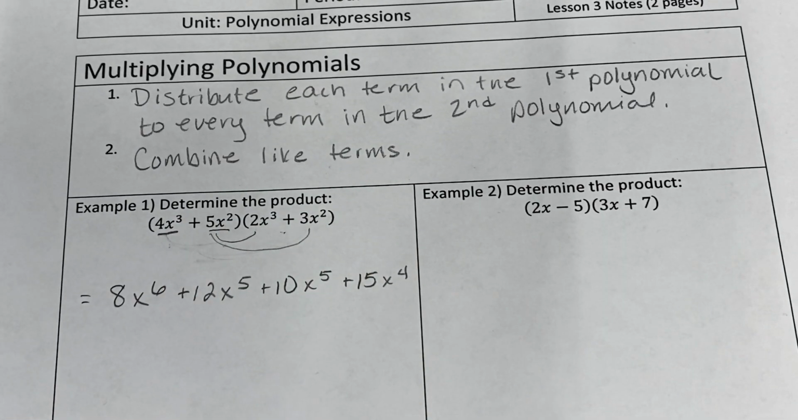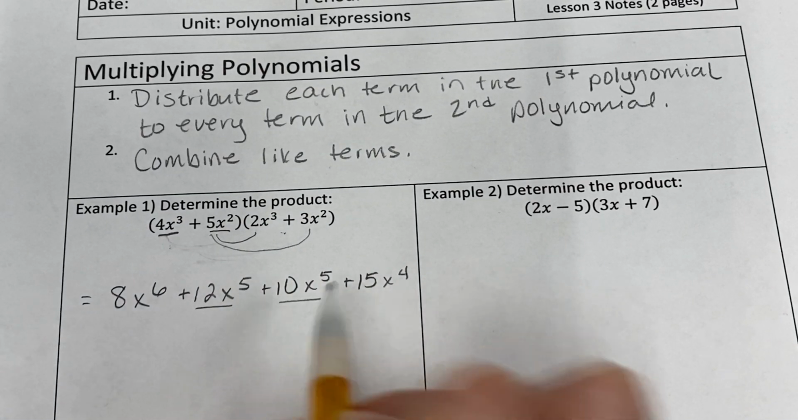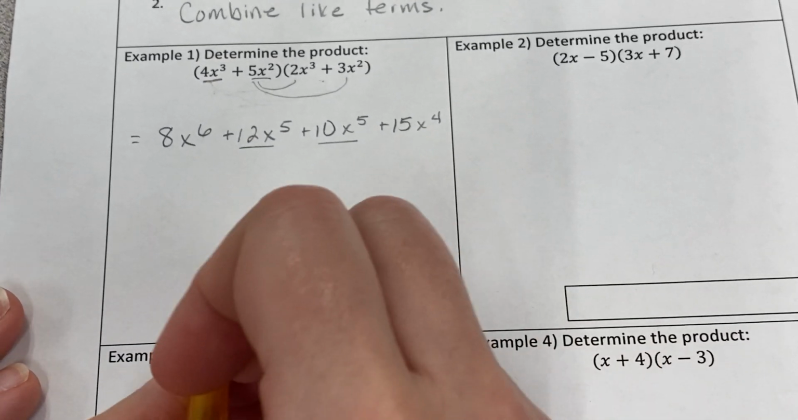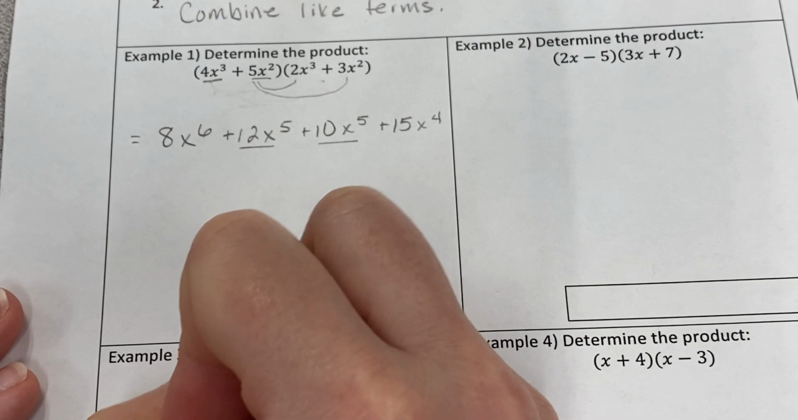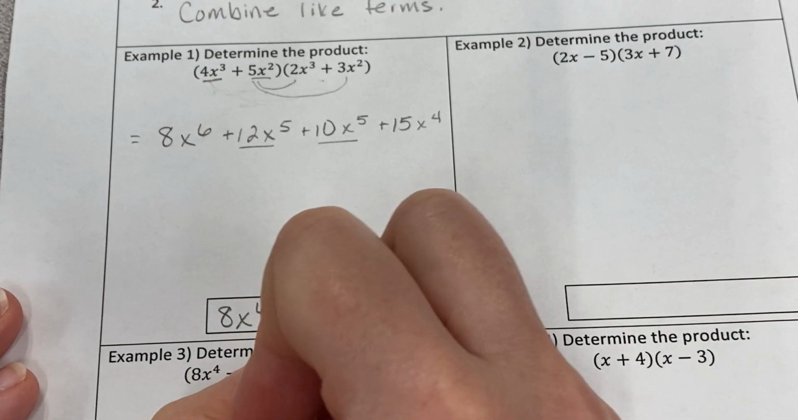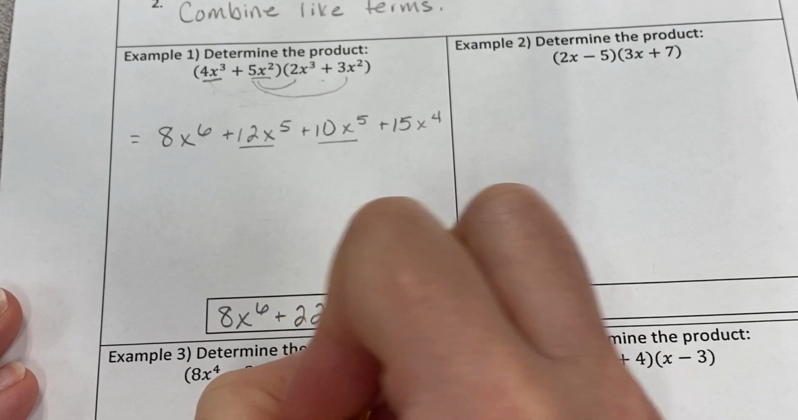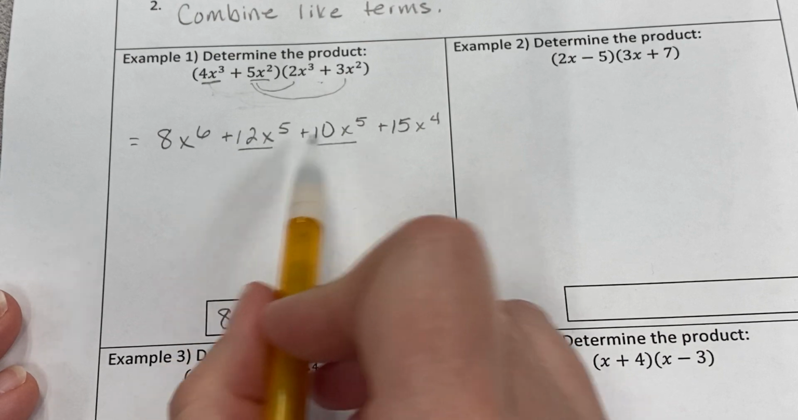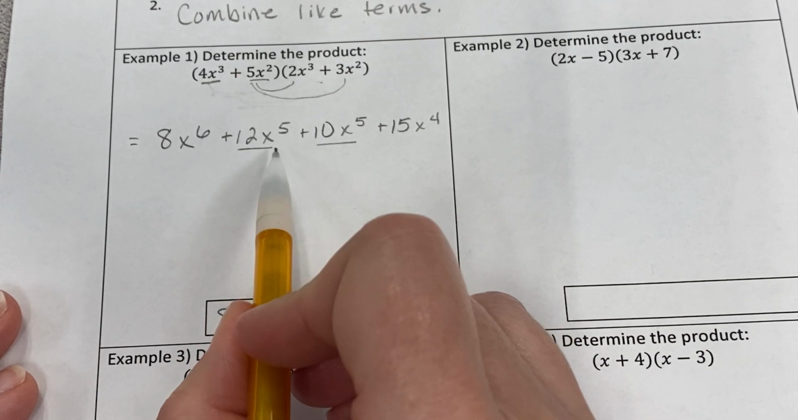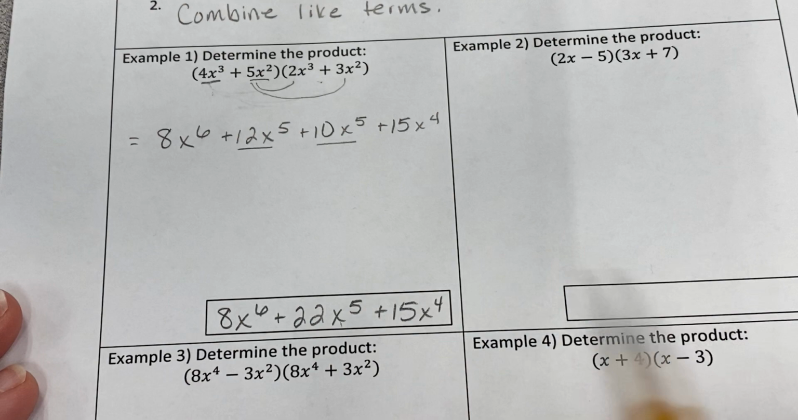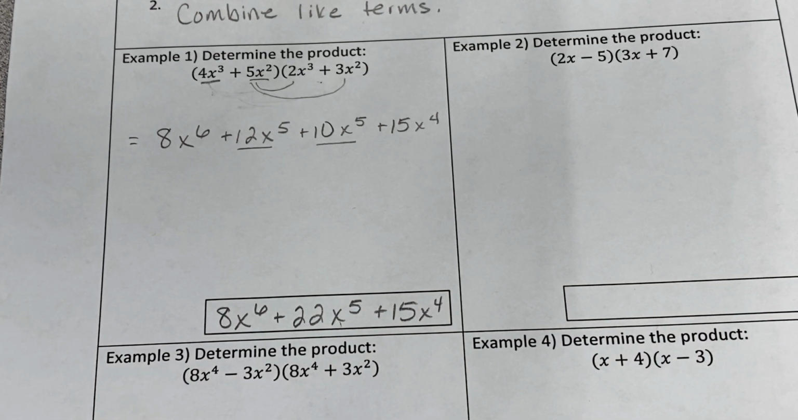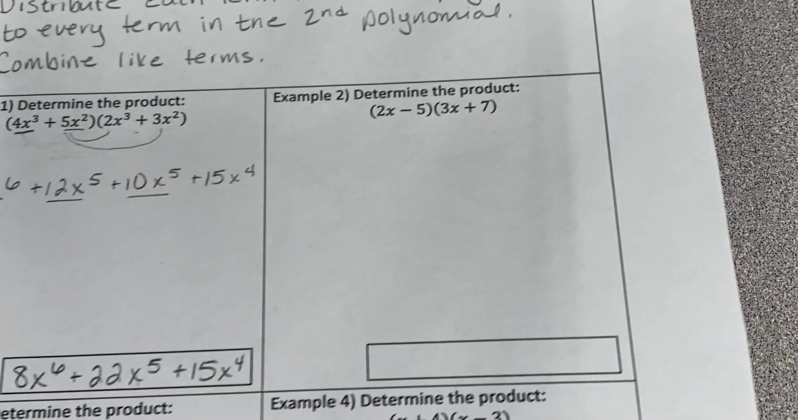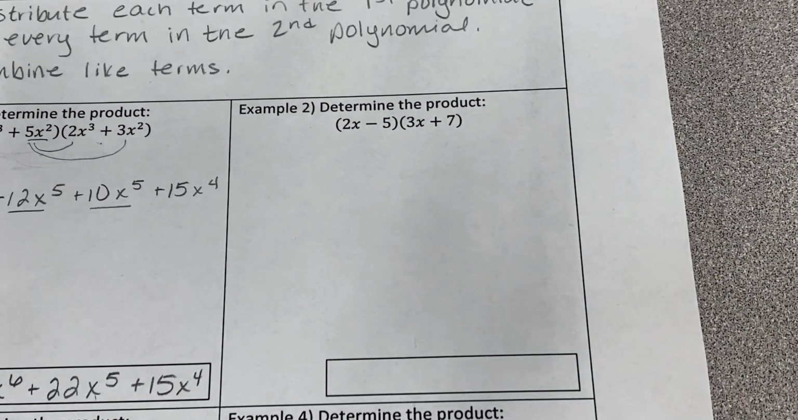All right, step 2, we're going to combine like terms, and it looks like it's just those two are my like terms. So I'm going to write the answer down here in the space right away. So 8x to the sixth plus 22x to the fifth plus 15x to the fourth. Remember, when you're adding or subtracting like terms, the variables do not change. Okay, so you have to keep that straight with multiplying and adding, because we're doing both types in these problems. We're first multiplying, then we're adding.